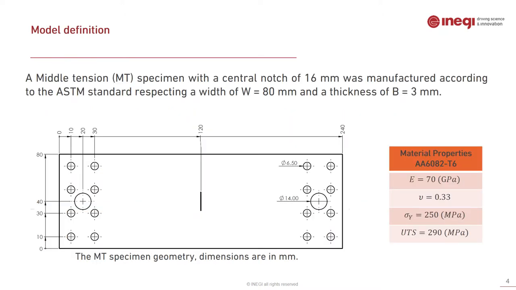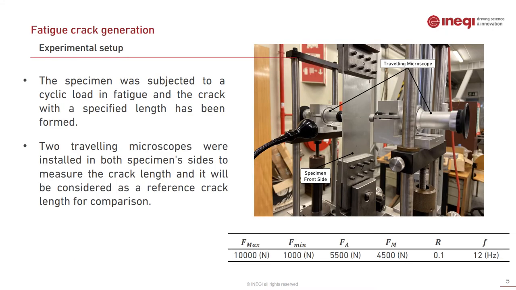In this slide, the schematic view of the specimen geometry is shown, with the dimensions in millimeters, and the material properties of the corresponding material. So the specimen has an initial notch of 60 millimeters in the center, and the thickness of 3 millimeters.